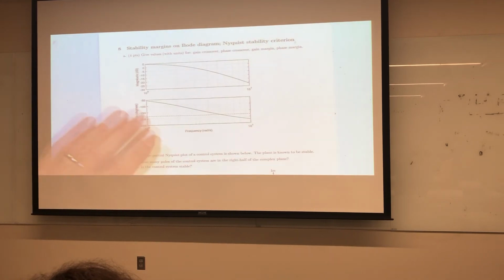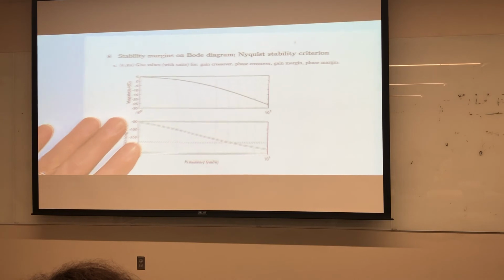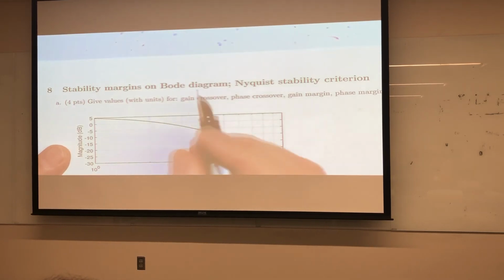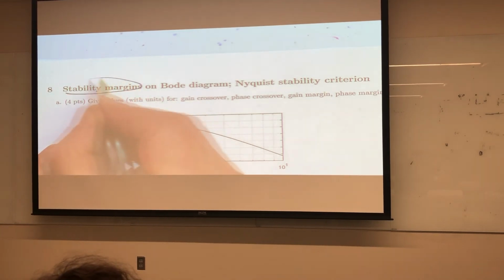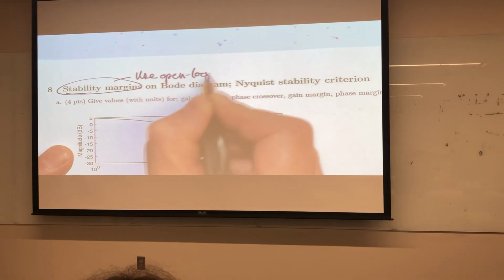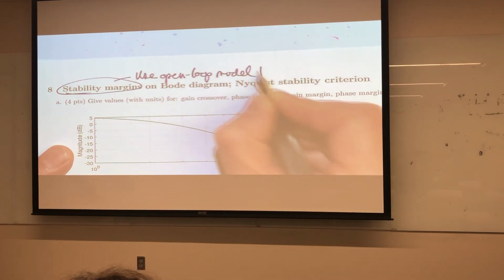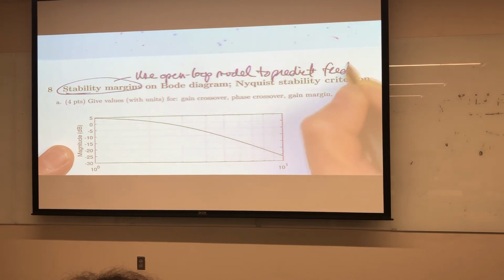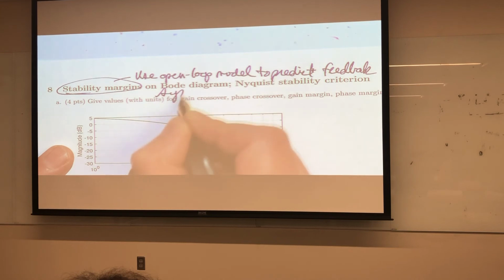The last problem here that we'll cover today is the concept of stability margins. And stability margins are to basically take a look at the stability of a feedback system, stability of a control system, using just the open loop models. And so stability margins, again, we use the open loop model. We use the open loop model to predict feedback system behavior.